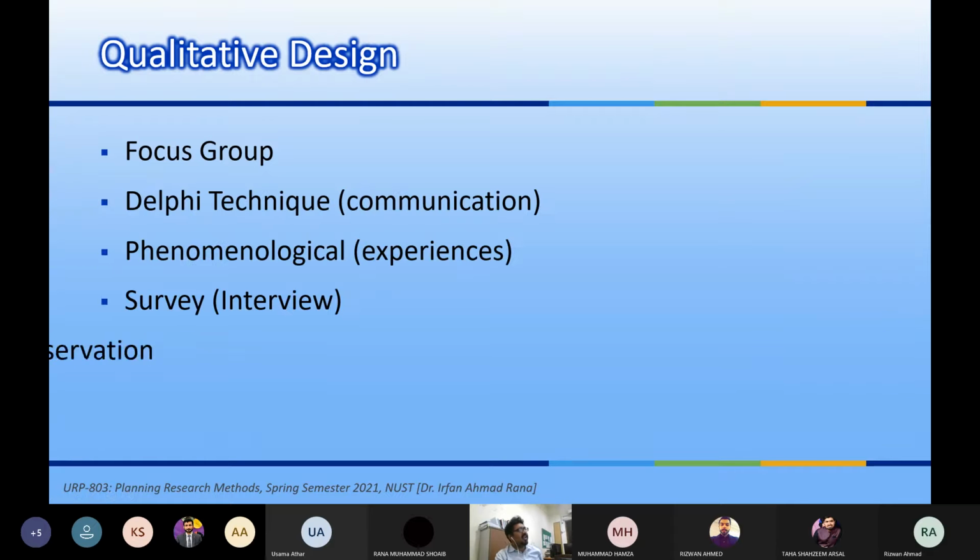So qualitative data collection can be done through focus group discussion. There can be different types of methods already. I don't want to go into the detail, and we'll discuss these in the coming lectures. So these are some of the methods in which we can have argumentative or qualitative data discussion, through which we can achieve our objective.